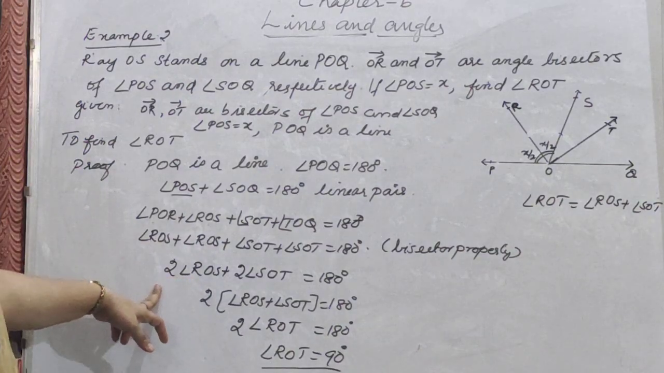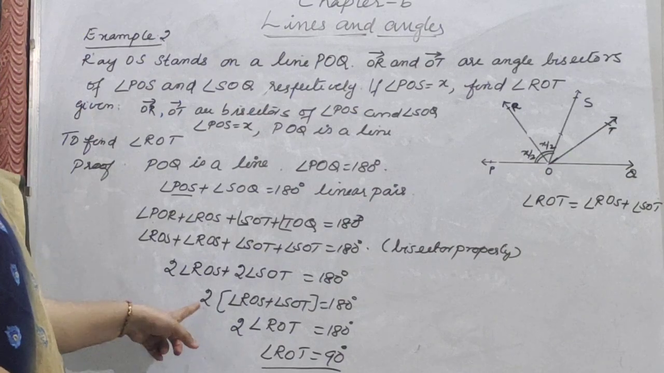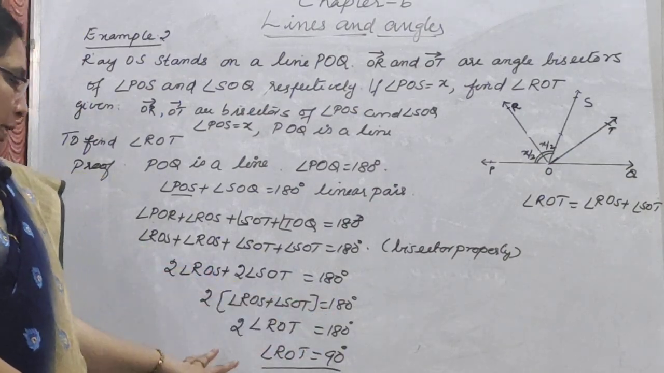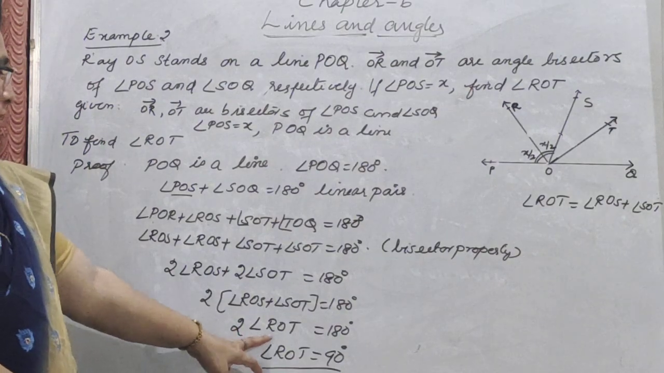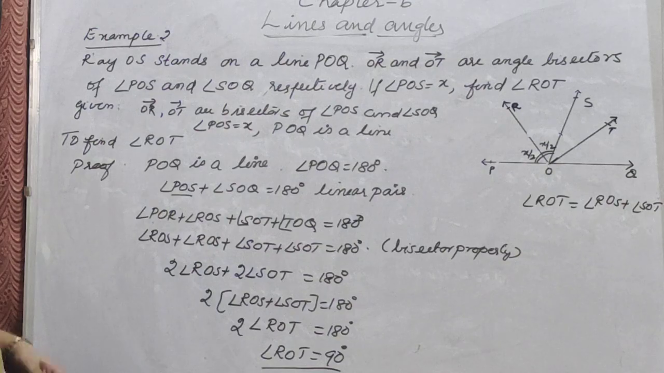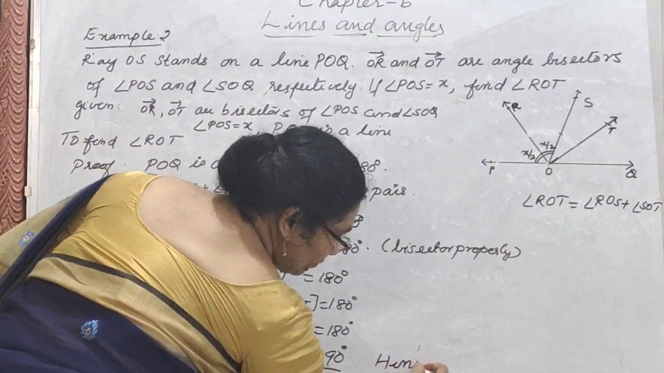So 2 times ROS plus 2 times angle SOT equal to 180 degree. That means 2 into ROS plus SOT equal to 180 degree. So we'll get the sum as angle ROT from the figure. Therefore ROT equal to 90 degree. Now the conclusion to be written. What is the conclusion? Hence proved.